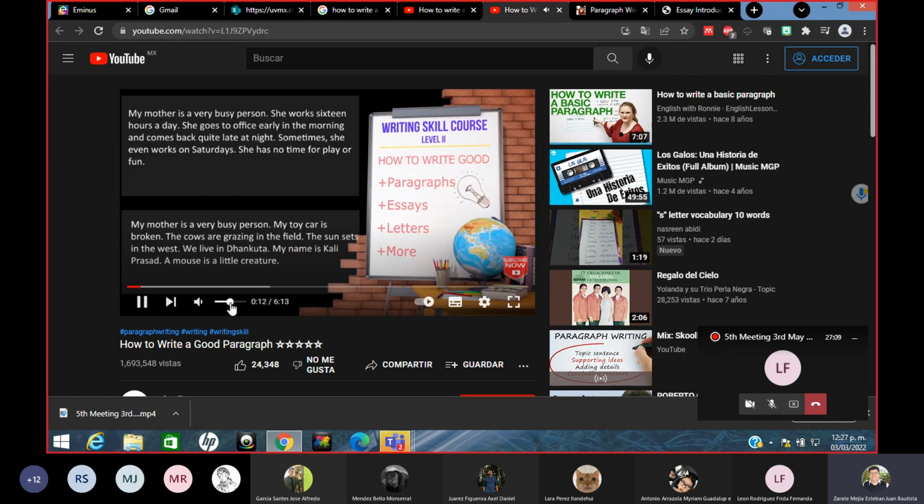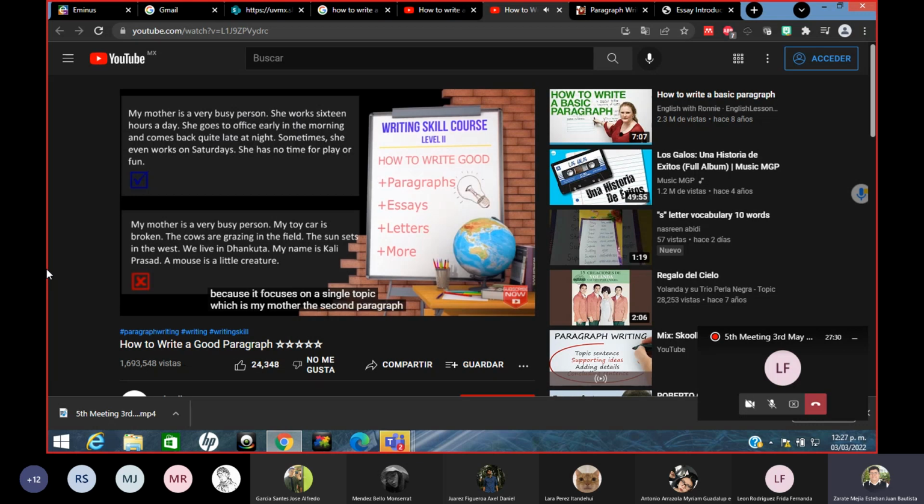Look at these 2 paragraphs. Can you tell which one is a good paragraph and which one is not? Yes, the first one is a good paragraph. How do you know? It's a good paragraph because it focuses on a single topic, which is my mother. The second paragraph talks about many different things. In fact, each sentence in the second paragraph talks about a different topic, which is really a bad idea. So, a good paragraph focuses on a single topic or idea.